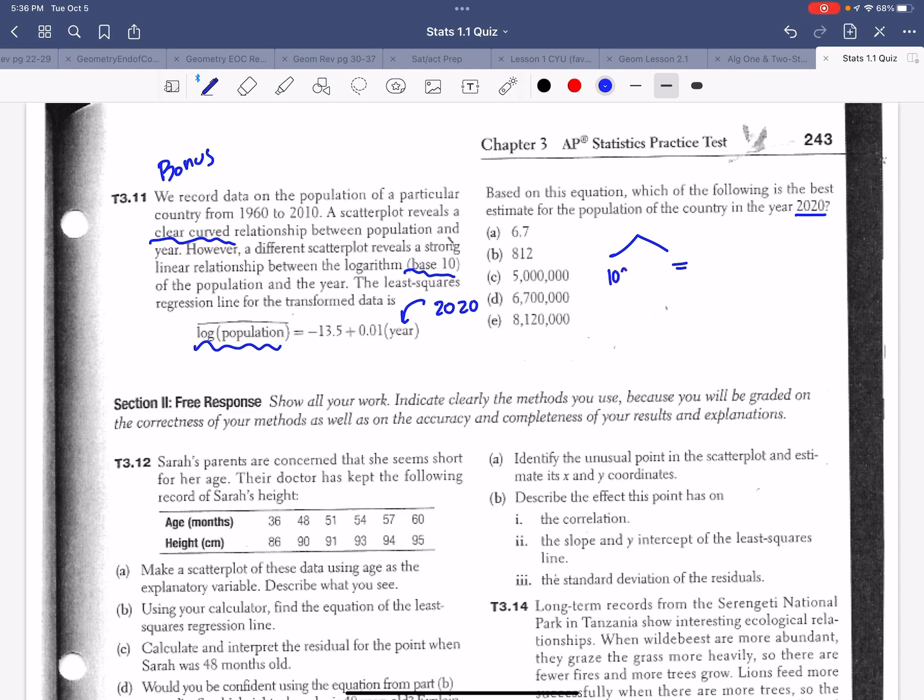So my prediction, the log of my population, would be negative 13.5 plus 0.01 multiplied by 2020. So plugging that into a calculator, we get 2020 times 0.01, and then we're just going to subtract 13.5.